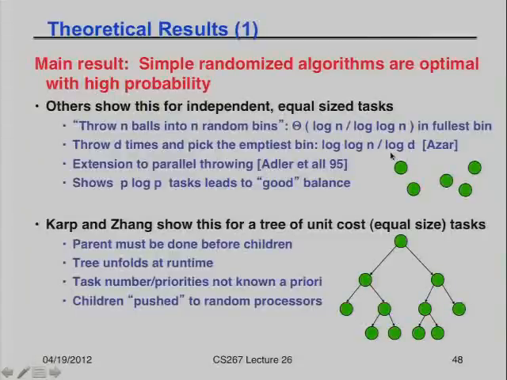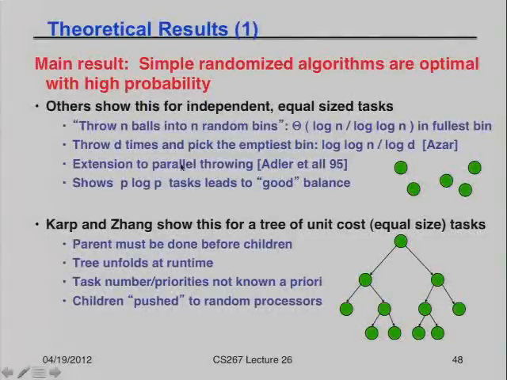All right? So it's exponentially better load balanced. So all you have to do is ask two processors, make d equals 2, and it goes from log n down to log log n. So log log n is a constant for all intents and purposes. So the load balance is quite good.